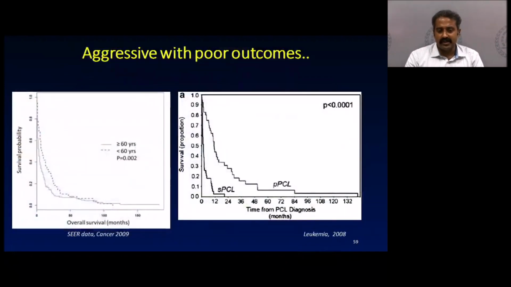If you look at the survival, you can see that these disorders are aggressive with very poor outcomes. Secondary plasma cell leukemias, compared to primary plasma cell leukemias, have inferior and dismal outcomes. The fact being that these are patients who had multiple myeloma, who have become refractory to therapy. And if you compare primary and secondary plasma cell leukemia, dismal prognosis is seen in patients with secondary plasma cell leukemia.